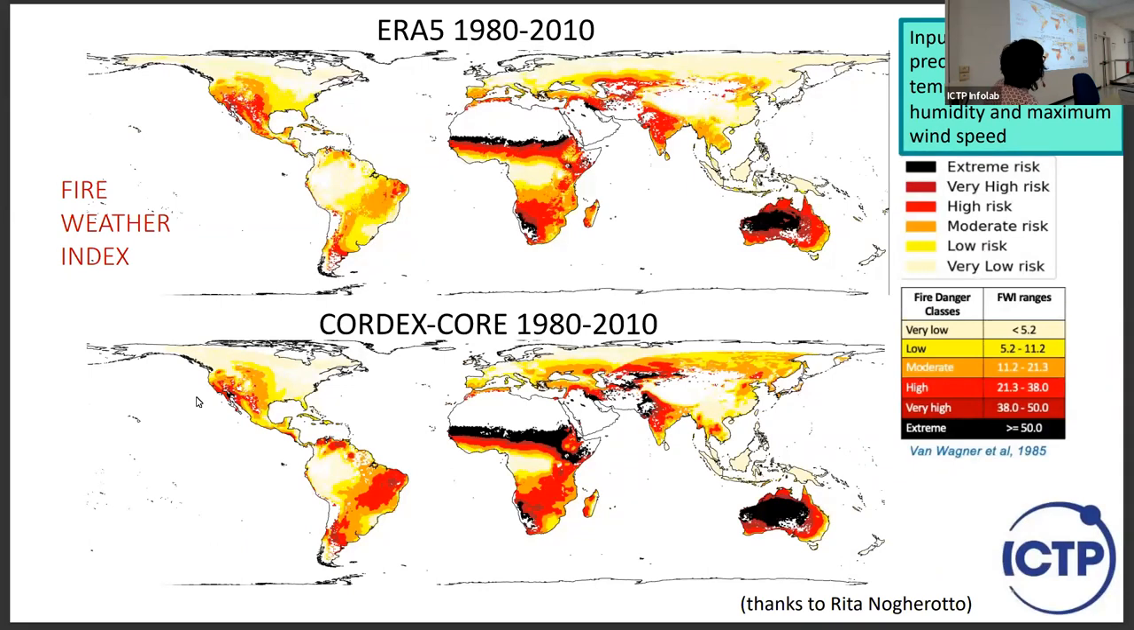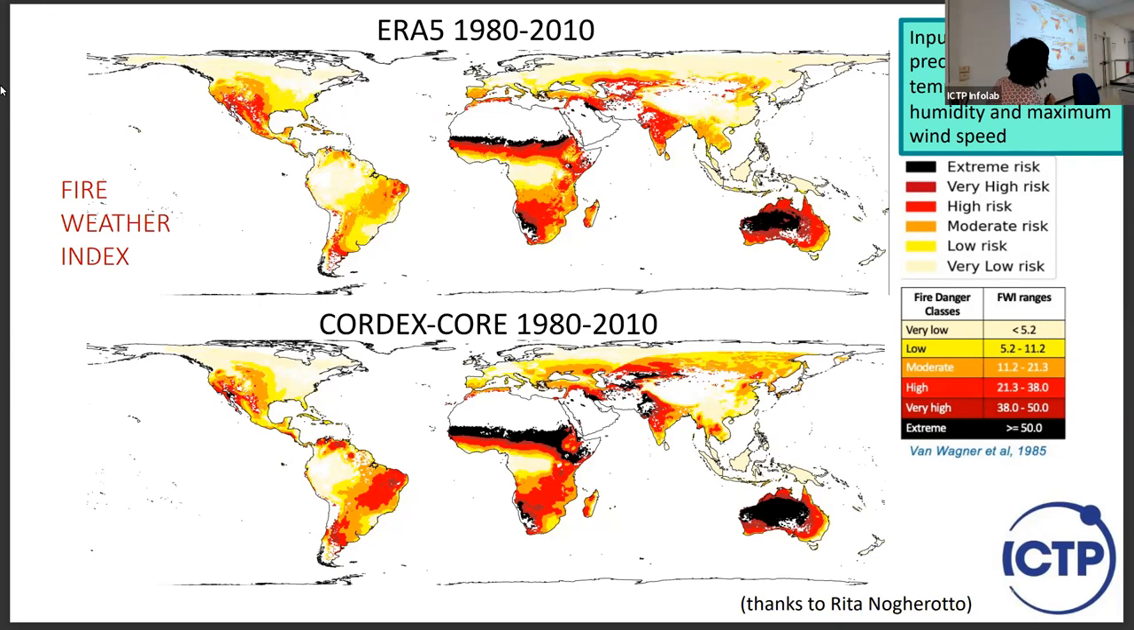This is another example of a climate extreme index, the fire weather index, which is an index that is meteorologically based. To compute it, we need daily precipitation, daily maximum temperature, relative humidity, and maximum wind speed. So the higher the fire weather index is, the more probably we will have the conditions to trigger a fire.